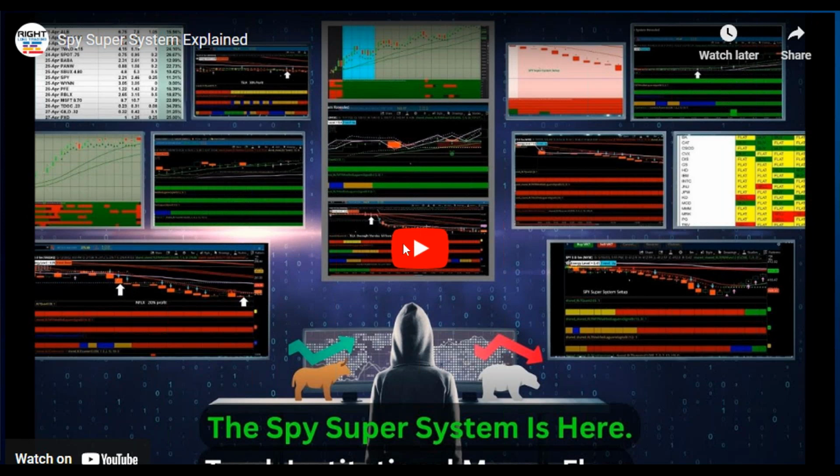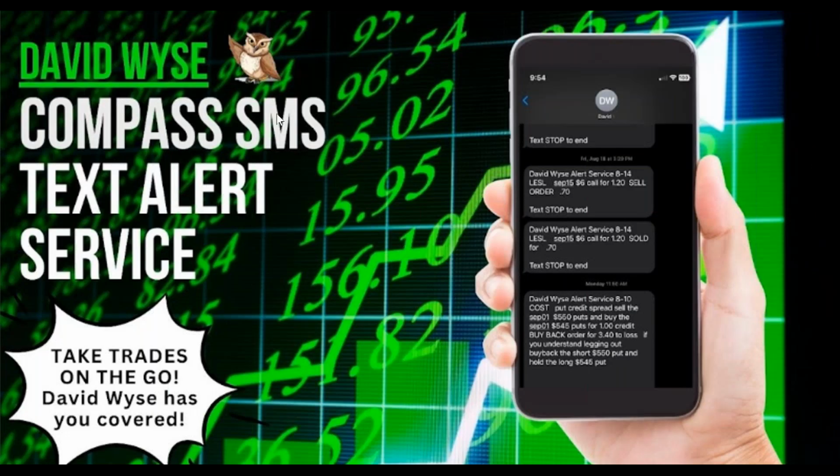All right, and there's the bell. So anyway, the first thing we'll talk about is the Compass SMS text alert service. Again, you can take these trades anytime during the day. They come right to your cell phone. This is actually a picture of some of what the alerts look like on your cell phone. I'll go over what's on there, but they're pretty easy to read and pretty clear cut, and they give you all the details that you need to put on the option trades that we take. So again, you can take trades on the go, of course.